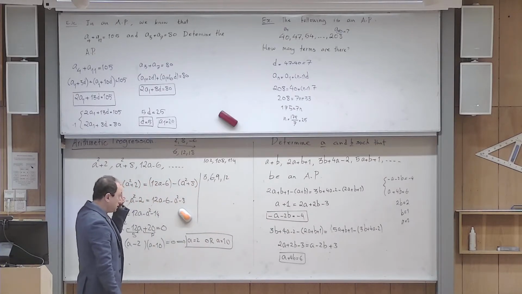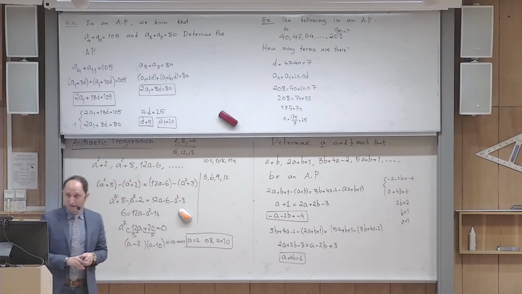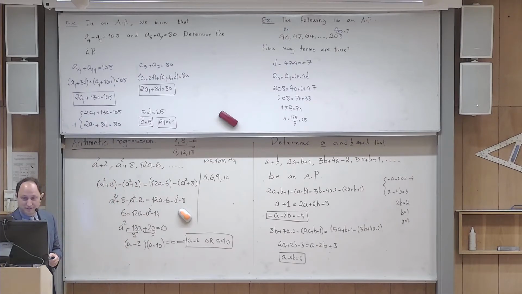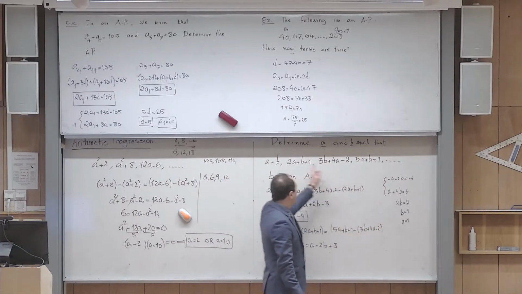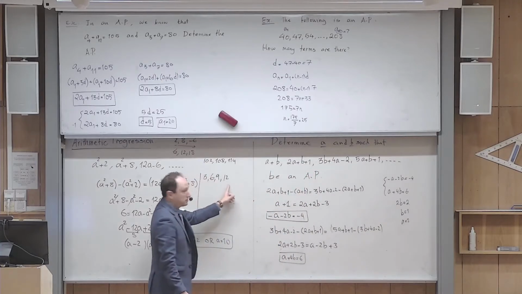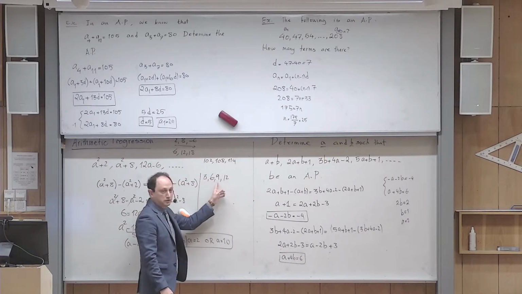So might be I have written the question wrong. I'm not patient to see it. But what I have written on the board is correct. You see, when I solved the problem, I found a and b, I plugged them back here, and I hope that you agree this is an arithmetic progression with the common difference 3.